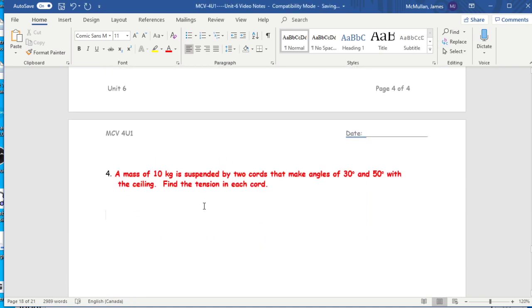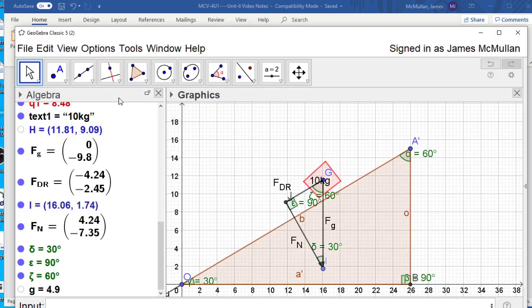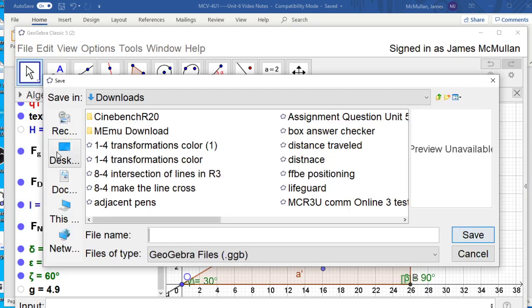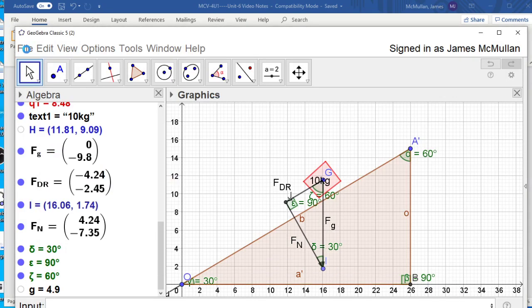Okay, now, the tricky question is this one. It says a mass of 10 kilograms is suspended by two cords that make angles of 30 and 50 with the ceiling. Find the tension in each cord. Alright, so if we're going to do this, let's just save this box, and then we'll make a new one.